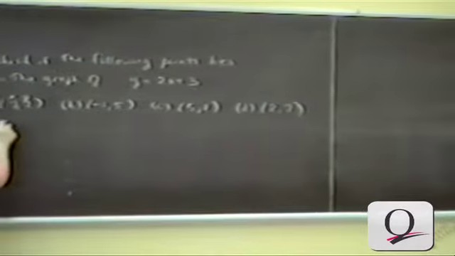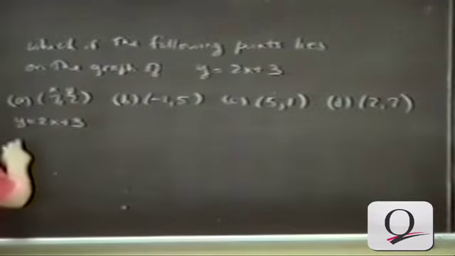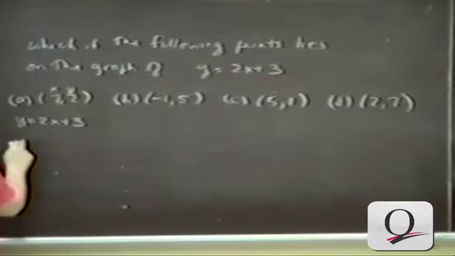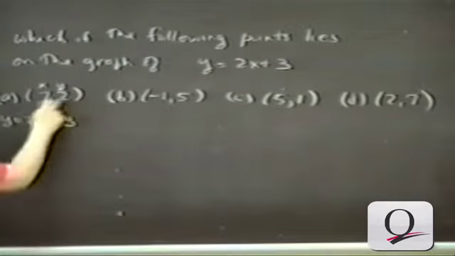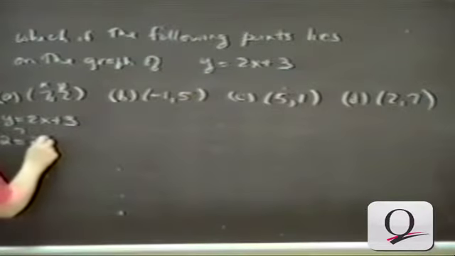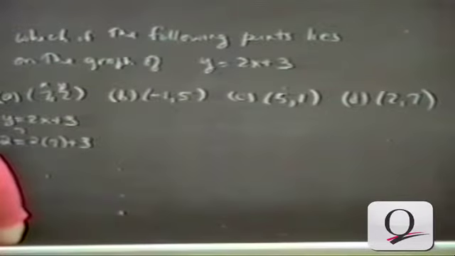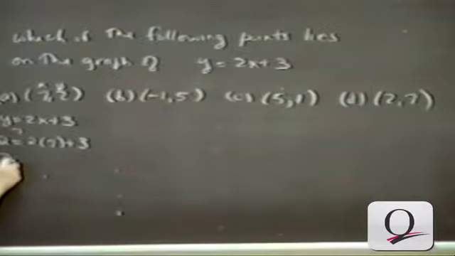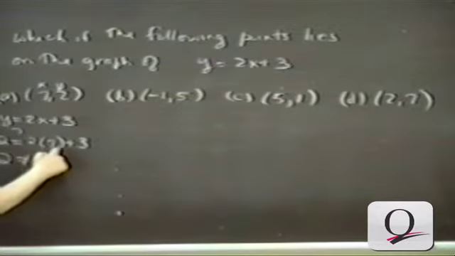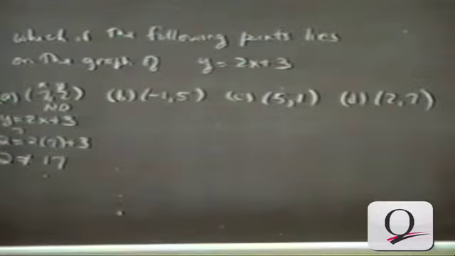Okay? y equals 2x plus 3. If x is 7 and y equals 2, do you get a true statement? Is it true? Remember, y equals, so even though it's written second, we're writing it here first. 2 should be equal to 2 times 7 plus 3. Is that correct? And the answer, of course, is no. 2 is not equal to 14 plus 3, which is 17. So the answer is no. This does not lie on that graph.